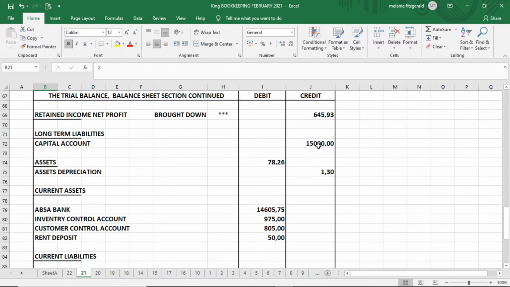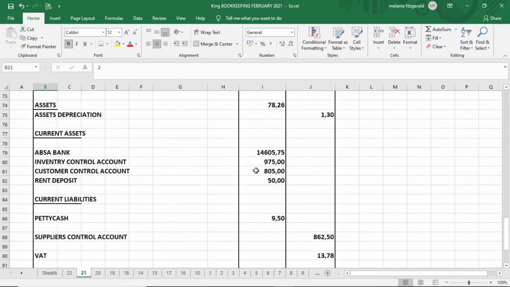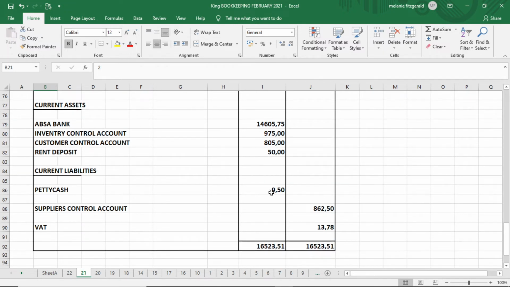Long-term liabilities, the capital, that's the money the owner put into the business, $15,000 on the credit side. Assets, okay, $78.26 on the debit side. Asset depreciation of $1.30 on the credit side. Current assets, the ABSA Bank cash book, $14,605.75 on the debit side. The inventory control account of that amount, the customer control account of $805, and the rent deposit, all under the current assets. Current liabilities, petty cash, $9.50 on the debit side.